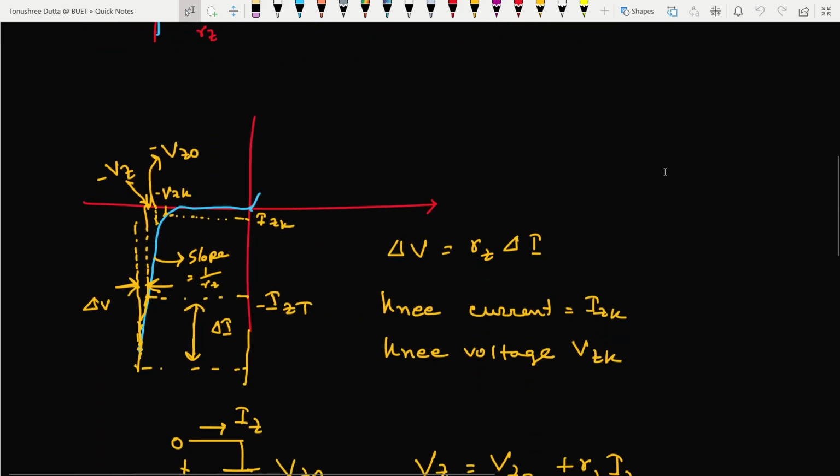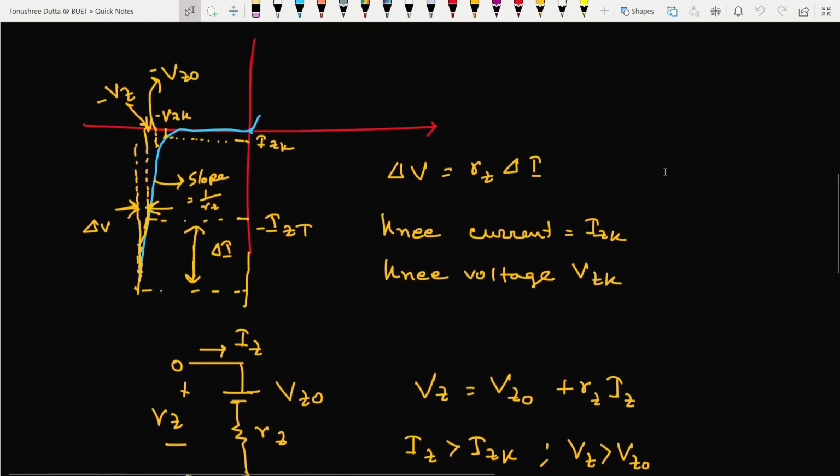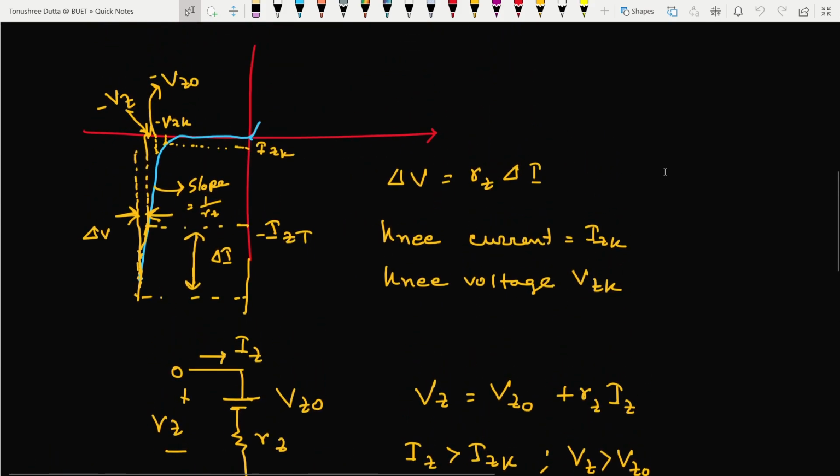Now, the basic IV characteristics of this Zener diode in the reverse region: there are certain points. There is this VZK point that I have pointed out, and IZK. Then there is VZ0, then VZ, and also IZT, this del I, this slope, and I have also written some terms, knee current and knee voltage. We are going to talk about all of this in our next lecture.